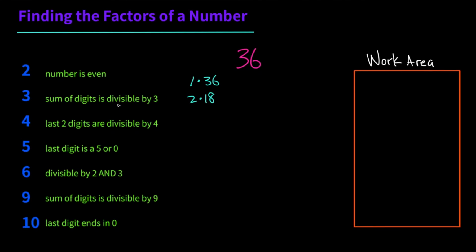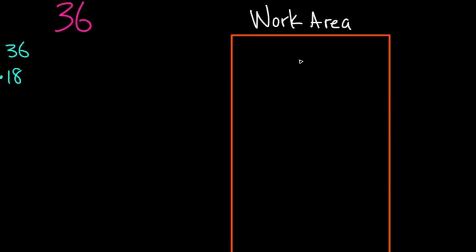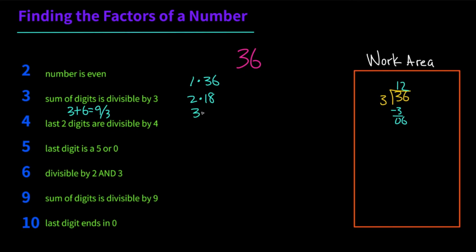We want to check to see if this number is divisible by 3. We're going to do the test really fast. If we add 3 and 6, that is 9. 9 is divisible by 3. That means I'm going to do some work to check what 36 divided by 3 is. 3 goes into 3 one time. 3 goes into 6 two times. We have another factor pair, 3 and 12.